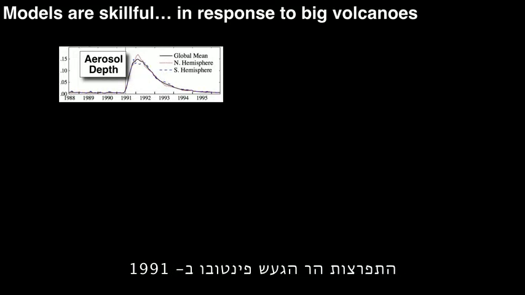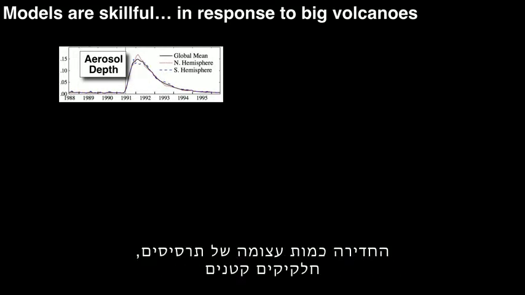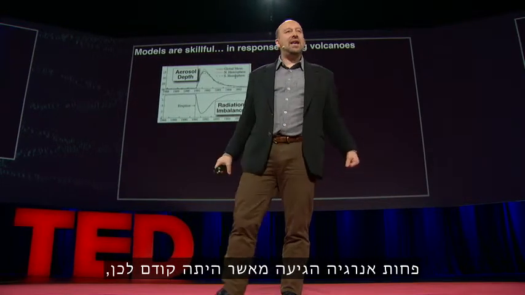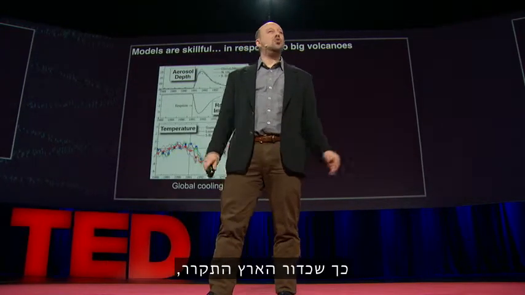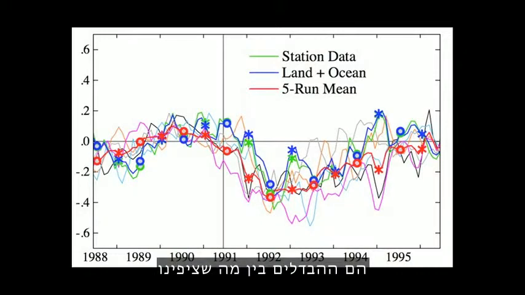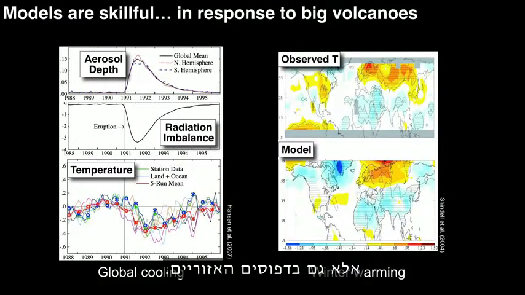The eruption of Mount Pinatubo in 1991 put an enormous amount of aerosol, small particles, into the stratosphere. That changed the radiation balance of the whole planet. There was less energy coming in than there was before, so that cooled the planet. And those red lines and those green lines, those are the differences between what we expected and what actually happened. The models are skillful, not just in the global mean, but also in the regional patterns.